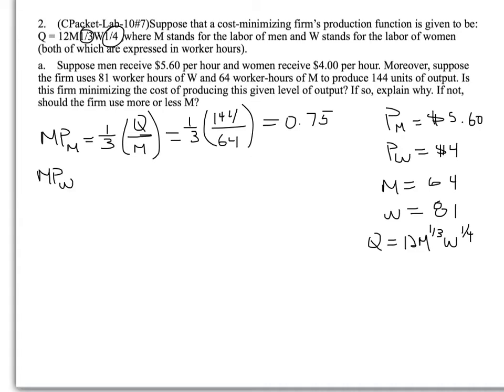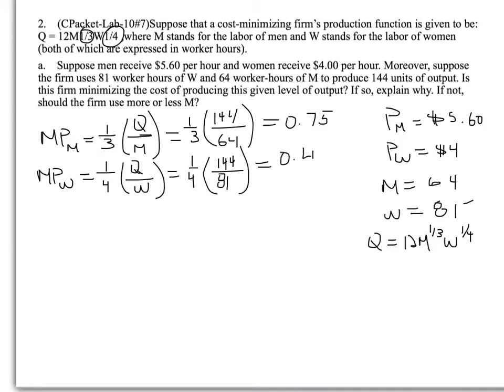The marginal product of women we can find in a similar fashion, because we know that it will be the exponent of W times Q, the output, over, this time, the quantity of women the firm is using. So this will be 1/4 over, again, the output, which is 144, and the firm is using 81 women. Doing this operation, we get a marginal product of women of 0.44. Again, this means that when the firm uses 81 women to produce 144 units of output, the marginal product of the last woman was 0.44.